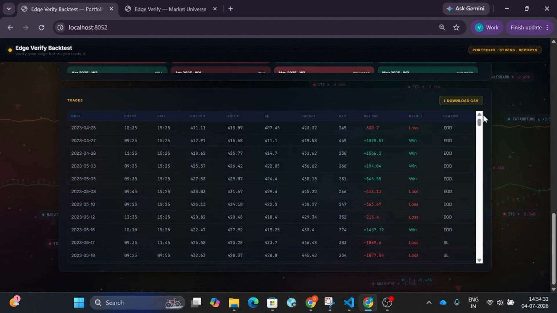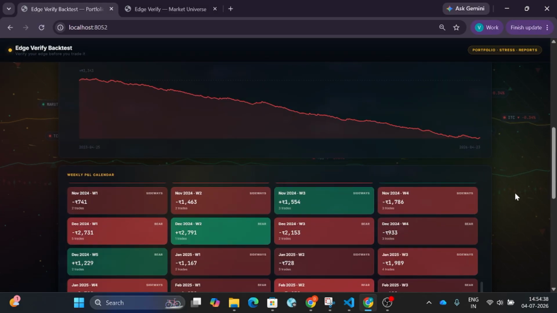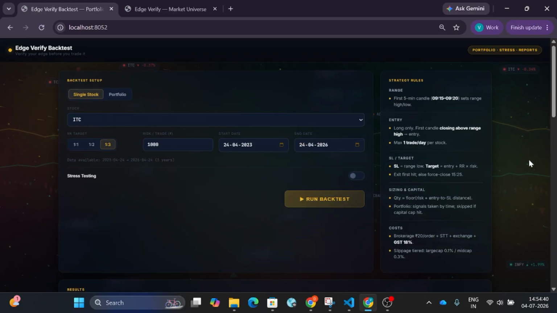You can also download this data with the help of the download CSV button. I have added that feature. So that is how it helps you backtest your strategy on historical data. That is how the platform helps us.